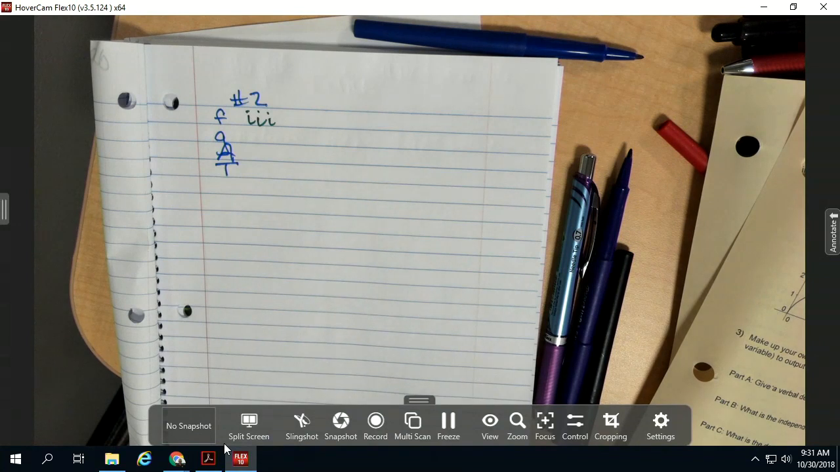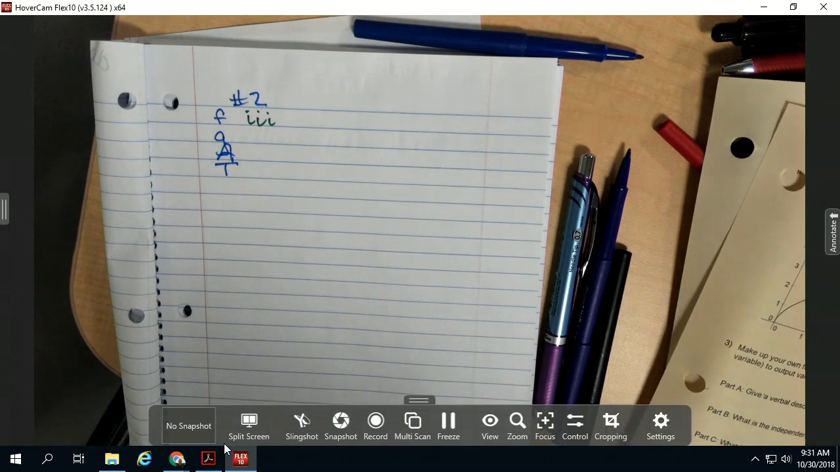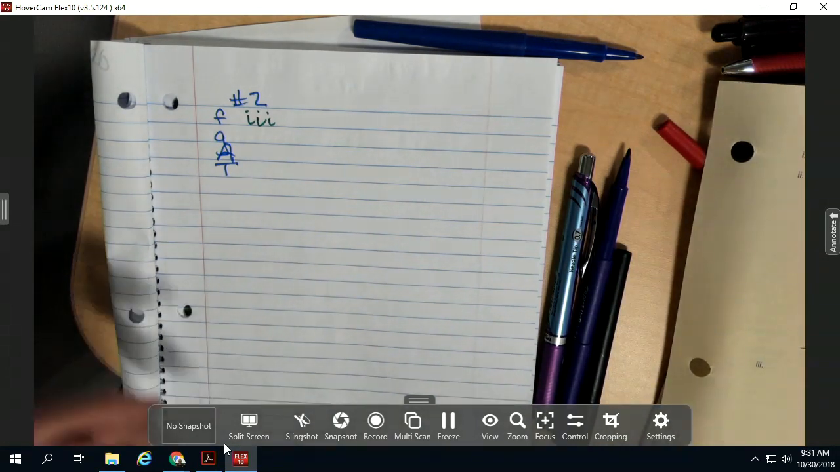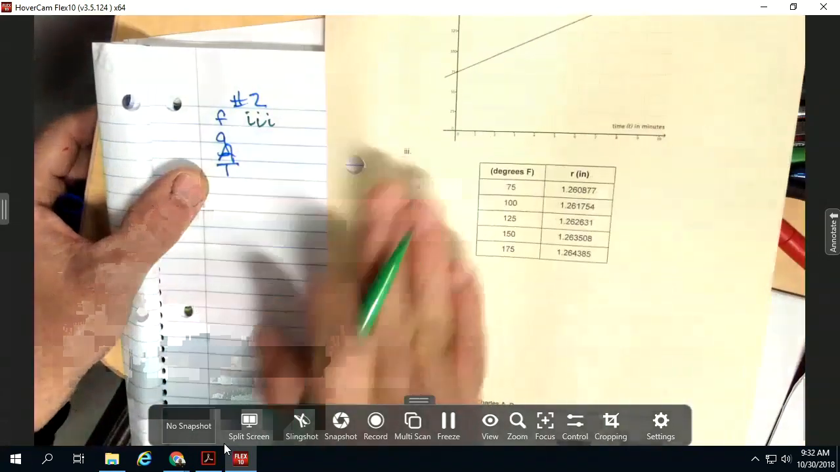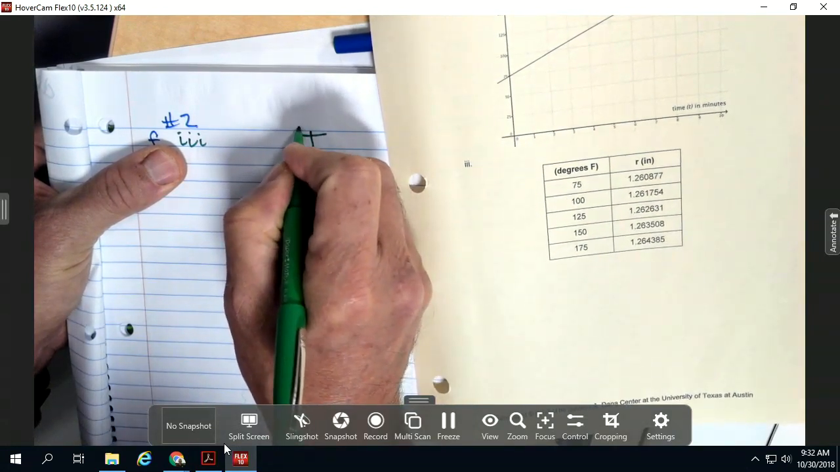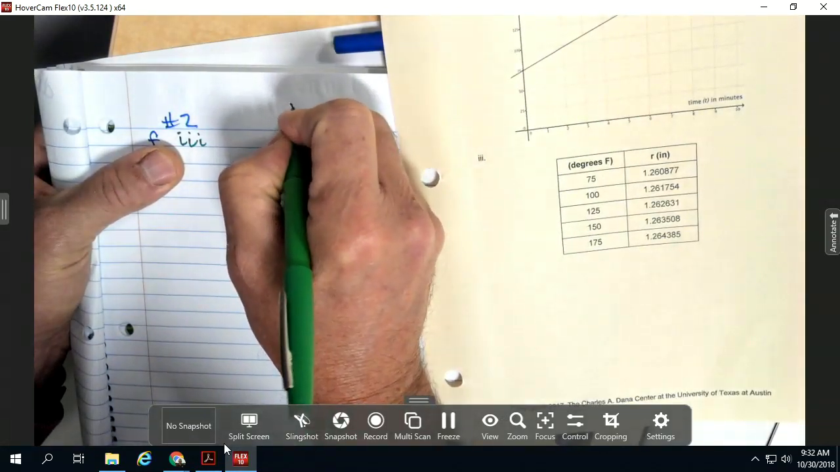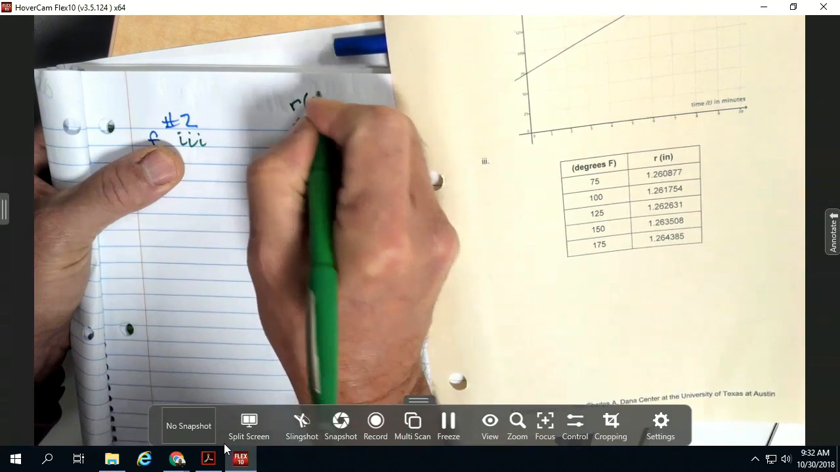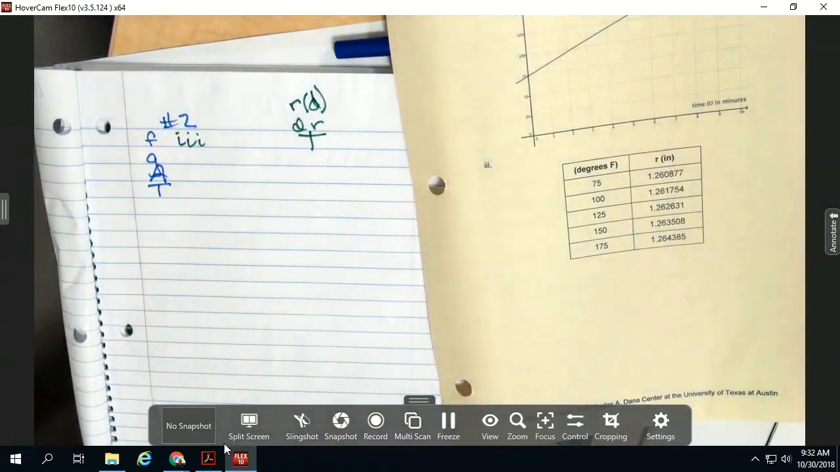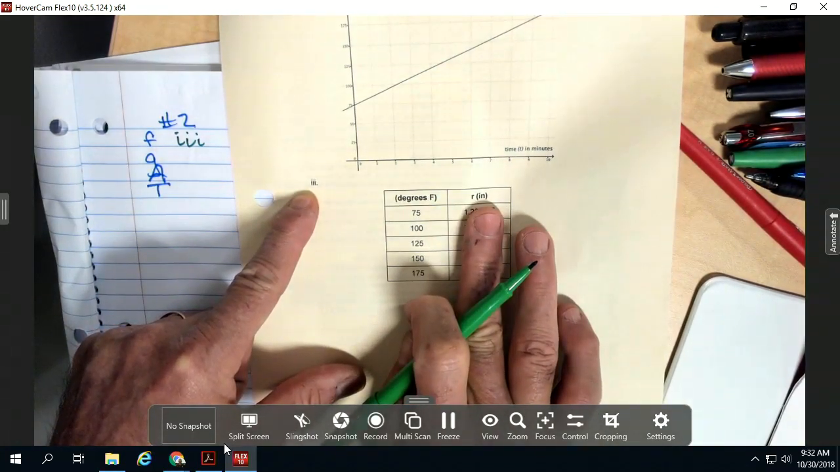Okay? Then it says, label the representation using the appropriate function notation. So on number I, where we have that table, degrees and radius, I would label it, this is R is a function of D. I would write it that way for the label. Part C, is there any information that's missing from this one? It's got degrees Fahrenheit, it's got radius in inches, so this one is complete.